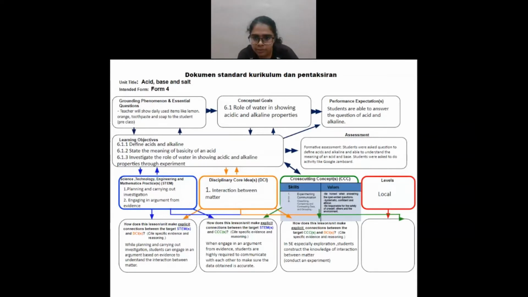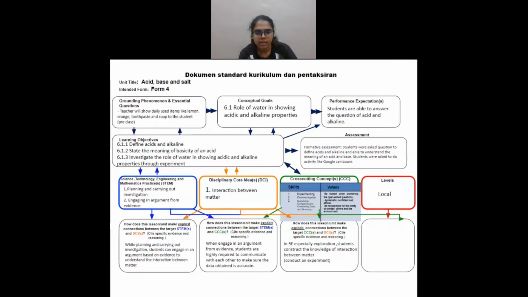Be responsible for the safety of oneself, others, and the environment. For level, we have used local. And then, how does this lesson make explicit connection between the target STEM practice and DCI? While planning and carrying out investigation, students can engage in an argument based on evidence to understand the interaction between matter.